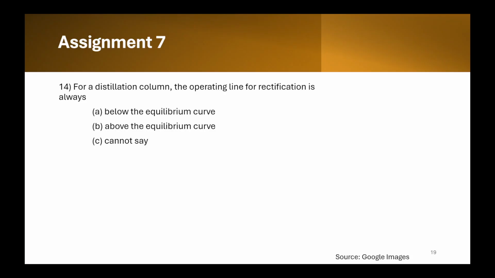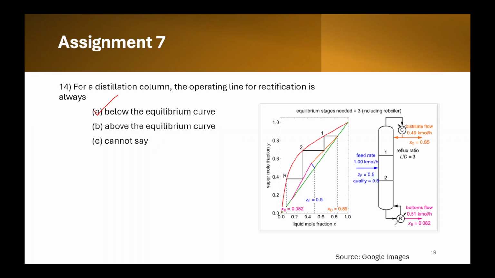Next question. For a distillation column, the operating line for rectification is always below the equilibrium curve, above the equilibrium curve, or cannot say. The correct answer here is below the equilibrium curve. You cannot have any operation in a distillation column, whether it is rectification or stripping, to be above the equilibrium curve, because that is the maximum mass transfer that you can do. From either liquid to vapor or vapor to liquid, both the operating lines will be below the equilibrium curve. Here is a schematic that I show here.